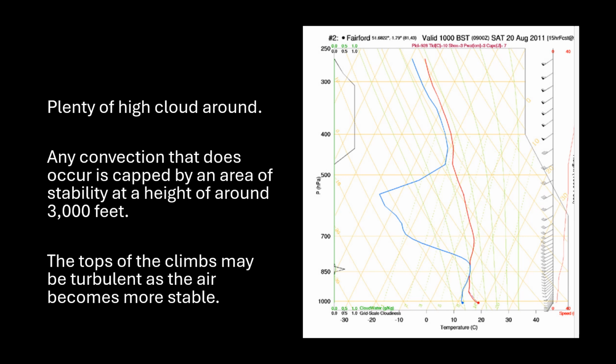In this sounding, there is a lot of high cloud around and some non-convective cloud at around 5,000 feet. Any convection that occurs will be capped by a more stable air mass at around 3,000 feet, and because the environmental air is progressively becoming more stable until it meets the dew point temperature, we may find that the top of the climbs will become a little slow, broken, and perhaps a little rough. Only stronger climbs will reach the level of cloud.